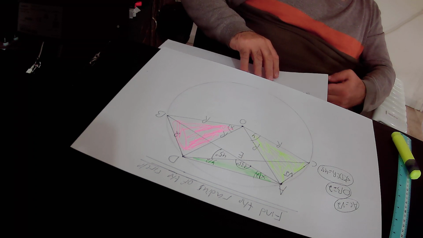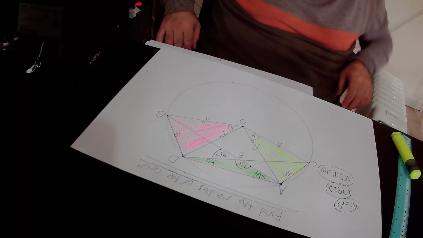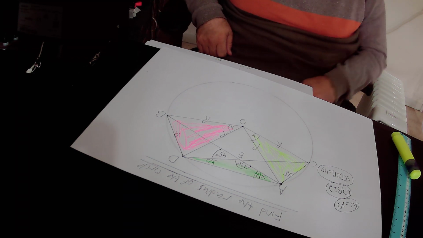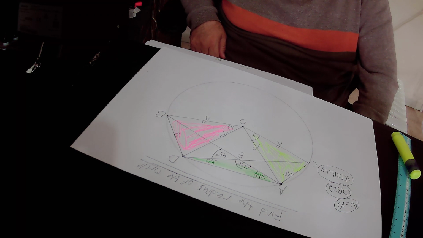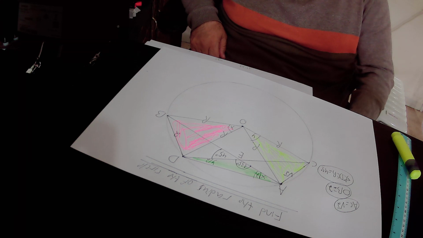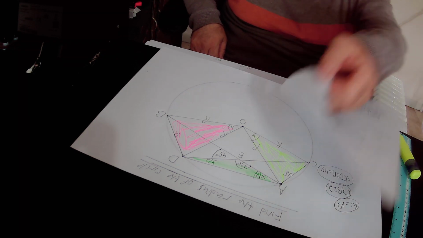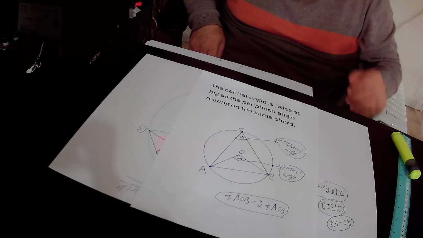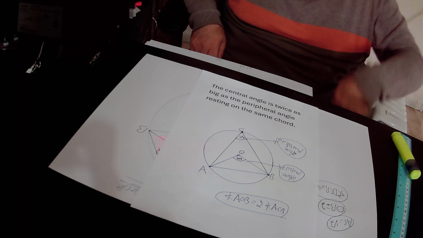So first of all, in order to find out the radius of this circle, we used two rules. The first rule is that the central angle is twice as big as the peripheral angle resting on the same chord. I repeat again the rule that we used: the central angle is twice as big as the peripheral angle resting on the same chord.